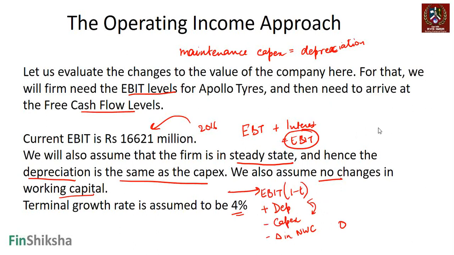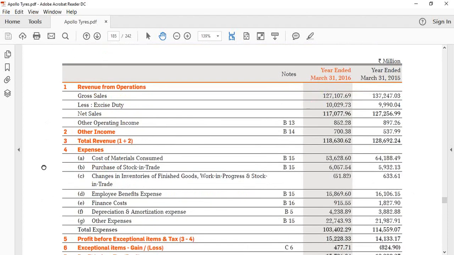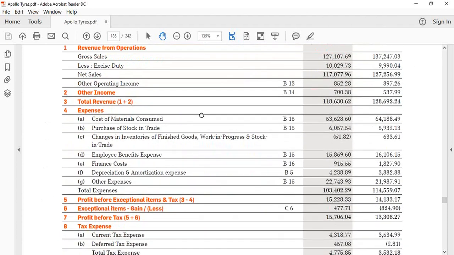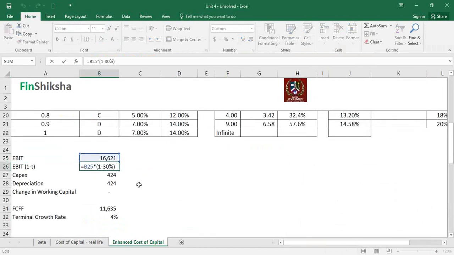We said 16621. Let's see, where do we get this? So if we go to the profit and loss statement for Apollo Tyres for 2016, you will find that we are looking at this number here, profit before tax 15706, and then we take the finance cost, which is 915. So 15706 plus 915 is going to give me 16621. That's what we are going to put on our Excel file here. So we have 16621. We assume the tax rate, let's increase this. We assume the tax rate to be 30%. So EBIT into 1 minus T is given here.